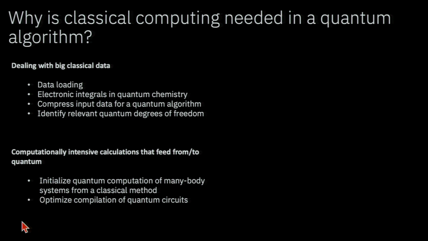Some other times, we want to warm start quantum computations, or we want to post-process the outcome of a quantum computation with massive classical computing. For example, this could be the case if you want to start a many-body system quantum simulation. We'd like to initialize that simulation with a very good classical starting point. Or, as Jay mentioned before, sometimes we want to just optimize the compilation of big quantum circuits so that they can be more efficiently executed on the devices that we have.